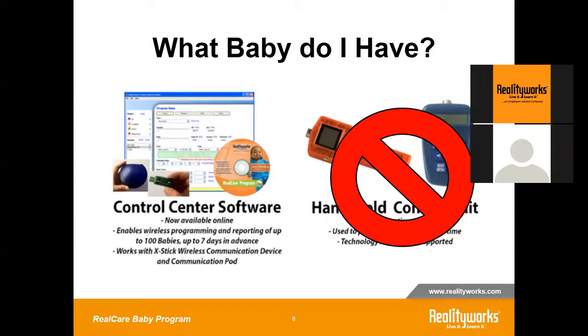What you want to have in your program is the control center software. You may have a disk that you see on there to download the software, or now it's actually even available online for you to download for free. With this software, you can program up to 100 babies at once, up to 7 days in advance. And the way the software works is you either plug into your computer an X stick, which is a green USB drive, it looks like, or a communication pod, which is a blue round pod. Those plug into your computer and you use your software, and then it communicates with the baby from there. So this is the programming materials that is most current and makes the teacher's job the easiest. So this is the materials you're going to want with your program.